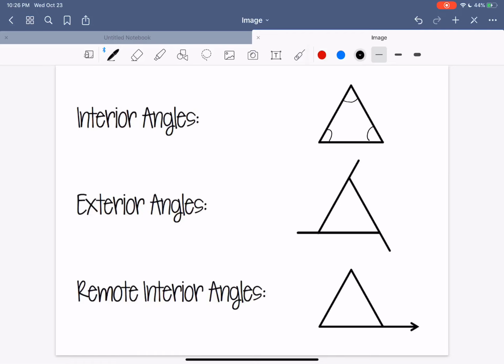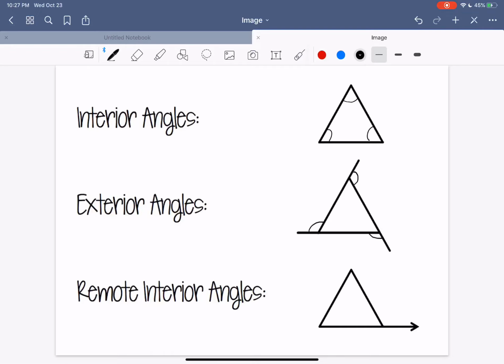An exterior angle is maybe what you're thinking, just on the outside. So when you exit something, you go outside. So the exterior angles are going to be on the outside like this, and you can go ahead and mark those along with me.